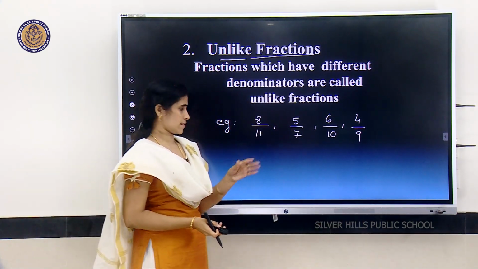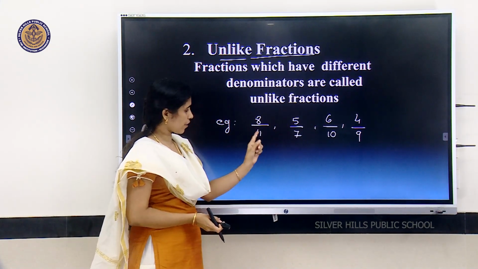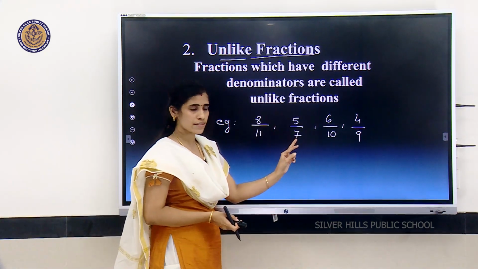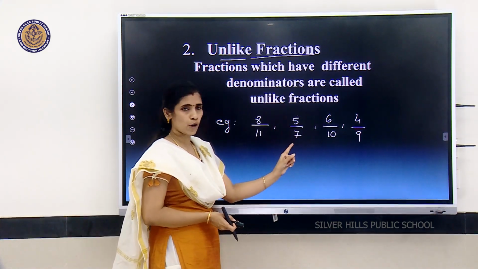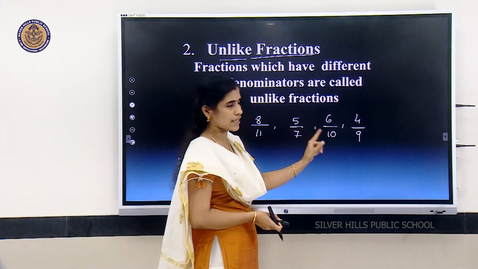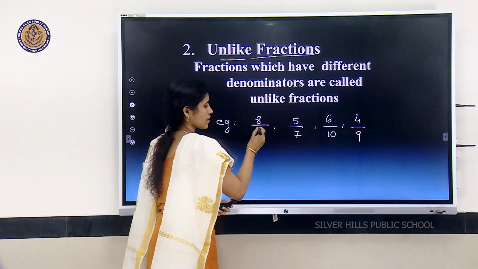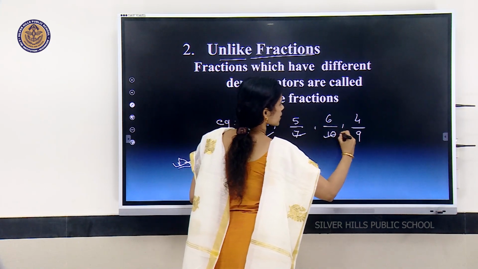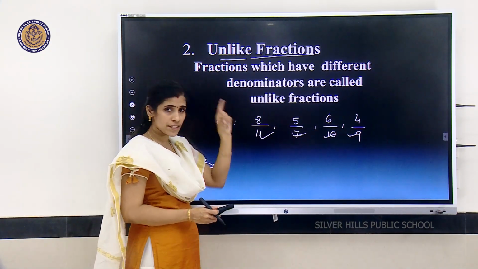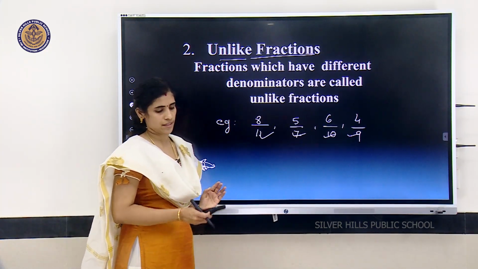In all these cases, denominators are different. For example, the first fraction is 8 by 11. Here the denominator is 11. The second case, 5 by 7, the denominator is 7. And in the third case, the denominator is 10. So in all these cases, denominators are different. So fractions which have different denominators are called unlike fractions.